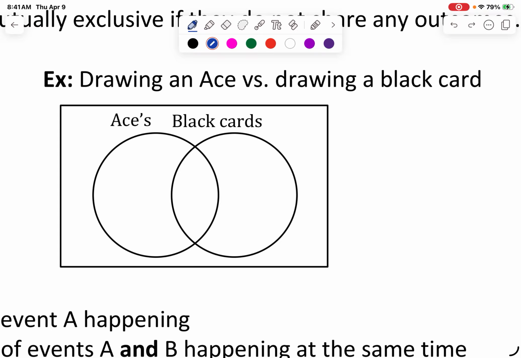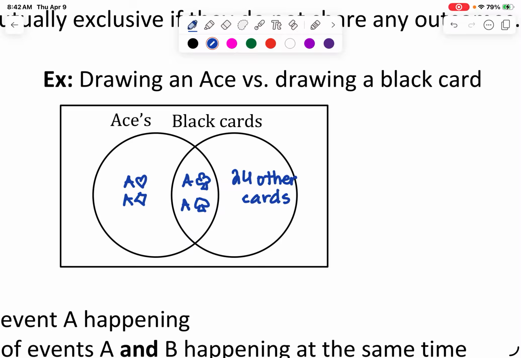But within those black cards, 2 of them are aces: the ace of clubs and the ace of spades. So the ace of clubs and ace of spades fit into both of these categories. They are in that overlapping area. They fit into both categories. So for the 4 aces, I can write out the hearts and diamonds here. There are 4 aces. There are 26 black cards. I'm not going to list the other 24 black cards. I'm just going to write 24 other black cards.